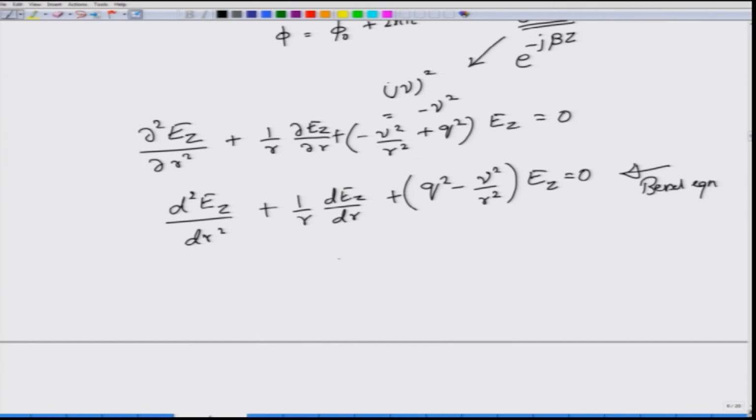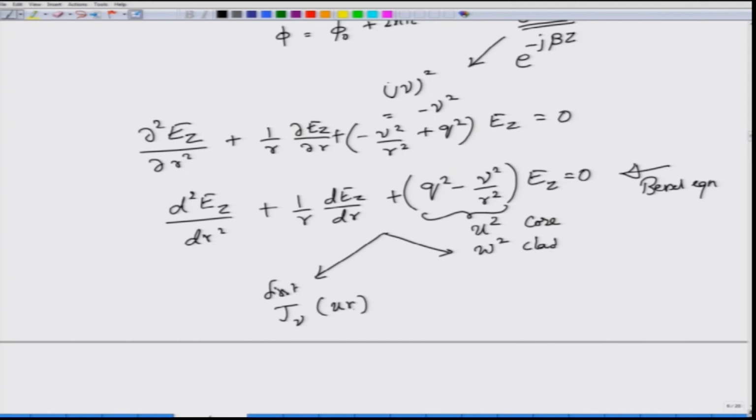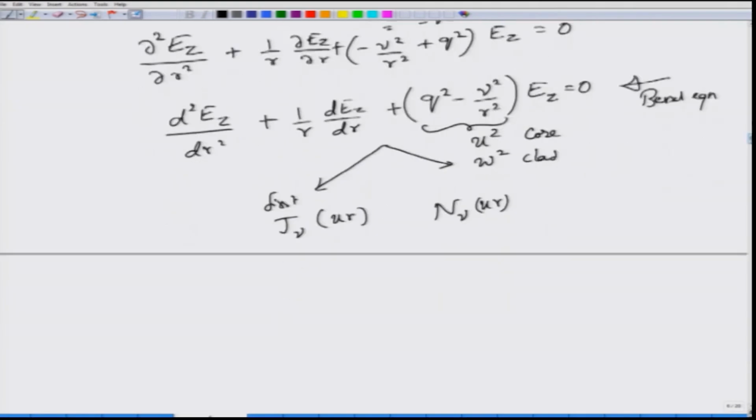The solutions of this are of two kinds. The first kind solution is given as J nu of some argument, where nu is the integer. If I call this argument u square inside the core and w square in the cladding, the solutions will be of the form J nu of ur, and then there will be one more solution, which is N nu of ur, for the core solutions.